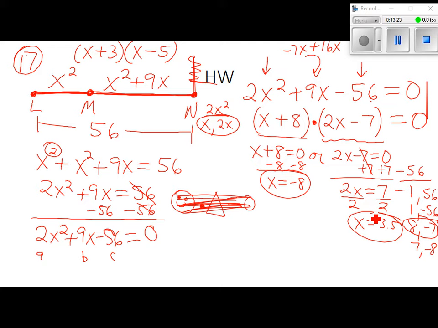In geometry, you got to be real careful because just because we came up with an answer, does that mean it's going to work? No. So we take those two answers and we come back over here. If I plug in negative 8 right there, what's negative 8 squared? Positive 64. So segment LM is 64. Is that going to work? No. Why not? The whole segment's only 56. Can this part right here be 64? No. So is that negative 8 going to work? What's the only answer that will work? 3.5. X equals 3.5.